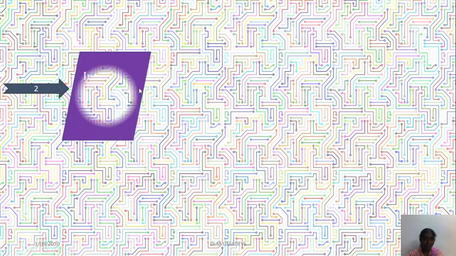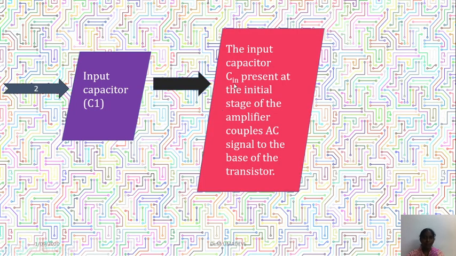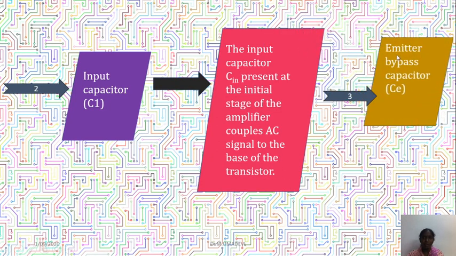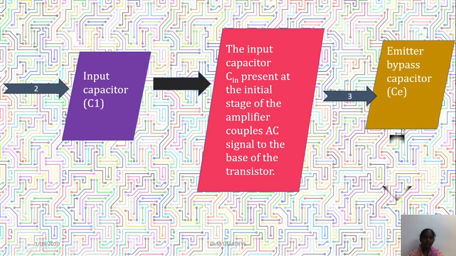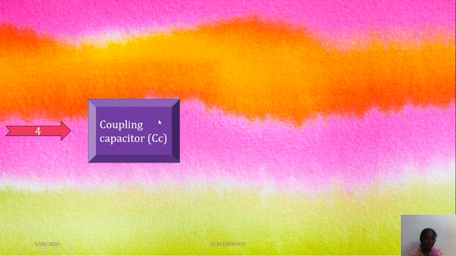The second point is the input capacitor, CI or CIN or C1. The input capacitor CIN is present at the initial stage, that is the first stage of the amplifier, and it couples the AC signal to the base of the first transistor. And the third one is the emitter bypass capacitor, CE. This emitter bypass capacitor offers a low reactance path to the signal. Then the fourth one, coupling capacitor. Coupling capacitor is CC.